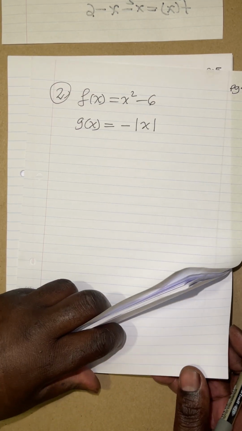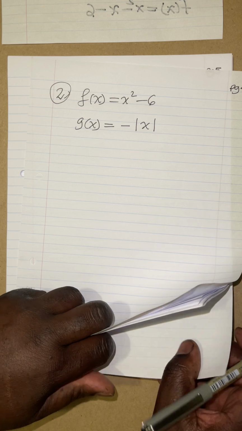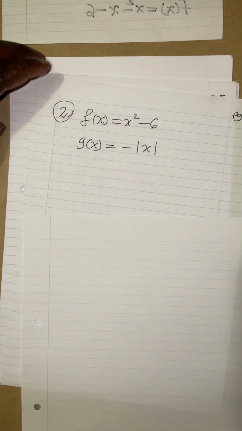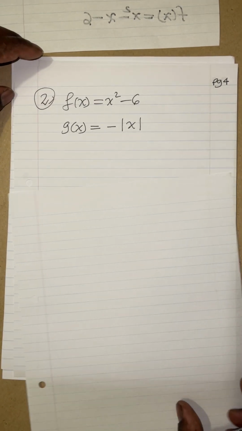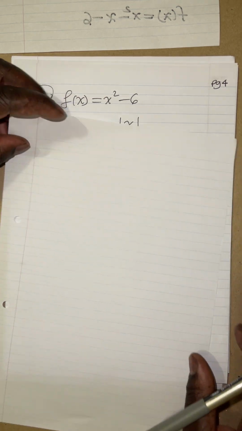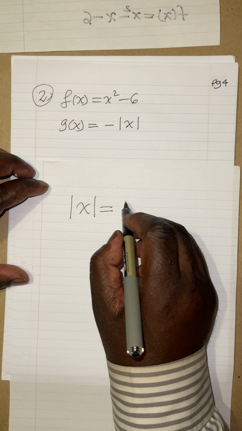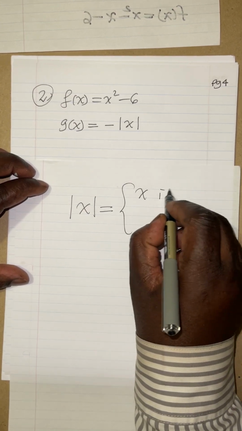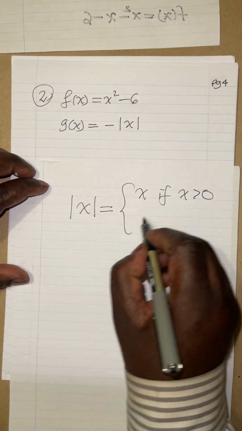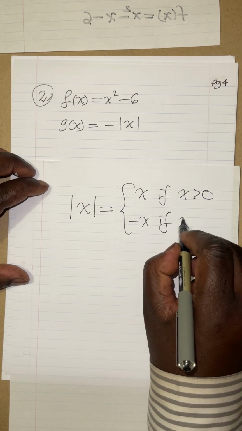I want to explain to you or remind you the idea behind the absolute value. Remember the definition of absolute value. We say the absolute value of x is equal to x if x is positive, and minus x if x is negative.